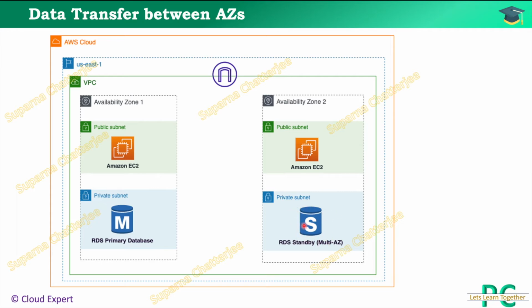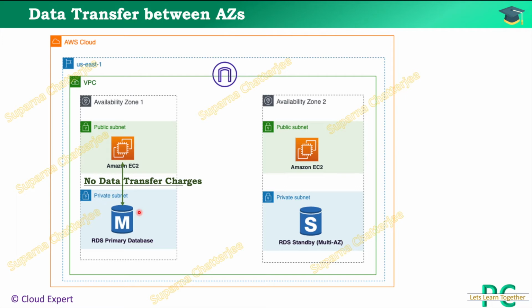Now let's try to understand the data transfer between the availability zones. First, let's say the EC2 instance is trying to communicate with the RDS primary instance, and if it is in the same availability zone, then you are not paying any data transfer charge. Data transfer within the same availability zone is free, but when you transfer data between availability zones, you will pay for both ingress and egress traffic.